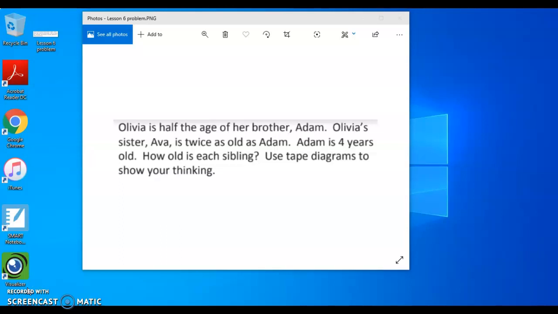So if you would, take some time and get out your math notebook or whatever you'd like to take some notes in today, and we'll get started thinking about who or what this problem is about. I'll give you just a second to get your supplies. All right, so we're going to think about who or what this problem is about. We know it's about Olivia, Adam, and Ava.